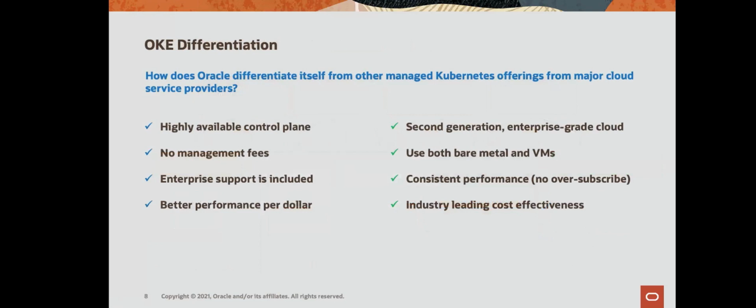These are a few differentiators between Oracle and a few other platforms. Oracle doesn't charge for management fees. So basically what you pay for is simply the compute VMs used by the Kubernetes Engine. And you can use all the different shapes, including bare metal and VM. Now it supports the flex shape as well, so you can choose how much OCPU and memory you want to use in your cluster.